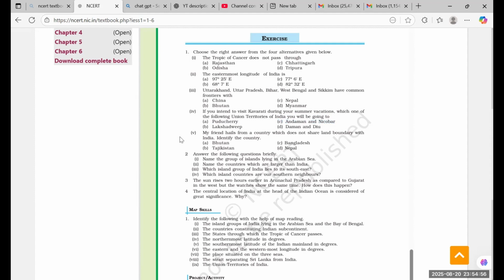Talking about the next question: my friend hails from a country which does not share a land boundary with India. Identify the country. So what is the answer over here? Bhutan surely shares, Bangladesh shares, Nepal also shares. So it is Tajikistan, that is the answer. Just take that.